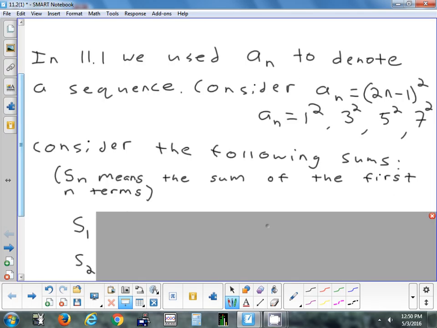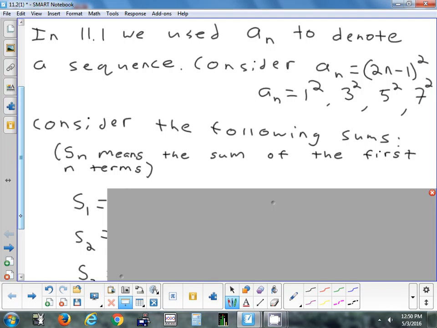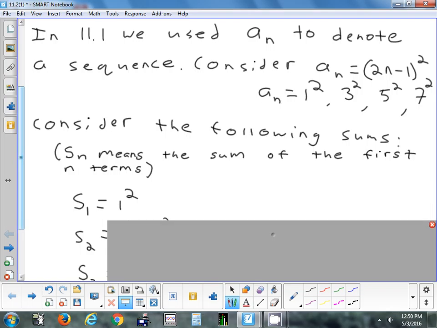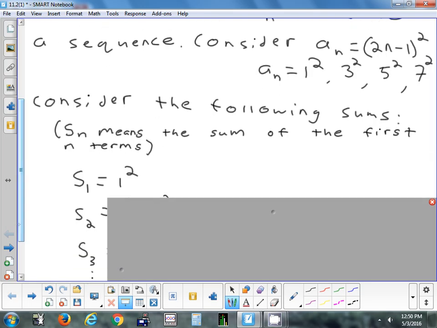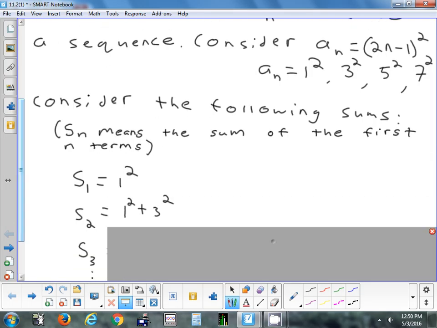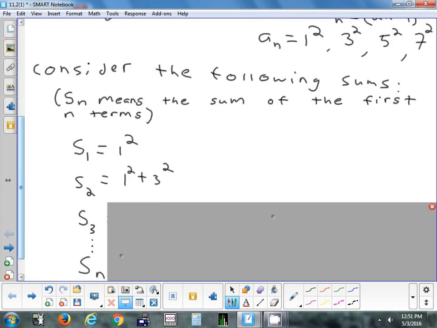All right, so if I wanted to find what's called S sub 1, that means in this sequence that I have, I want you to add up the first 1 terms. So what term are you adding up? Yeah, just 1 squared. What about if you wanted to find S sub 2? 1 squared plus 3 squared. You're adding up the first 2 terms. We'll do one more. How about S sub 3? 1 squared plus 3 squared plus 5 squared.